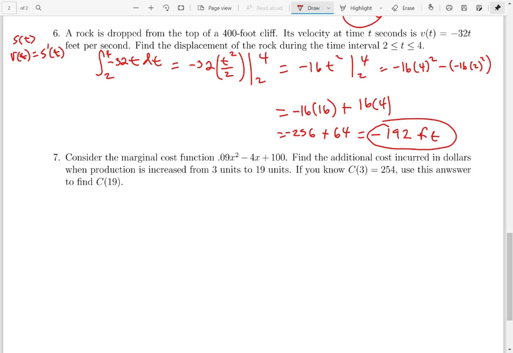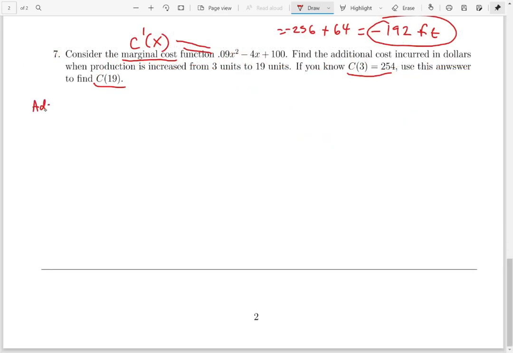Consider the marginal cost function, 0.09x squared minus 4x plus 100. We want to find the additional cost incurred in dollars when production is increased from 3 units to 19 units, and we know that C of 3 is 254. We're going to use this answer to find C of 19. Let's recall that marginal cost is literally C prime of x. And so marginal cost being C prime of x, we're told that C prime of x is 0.09x squared minus 4x plus 100.